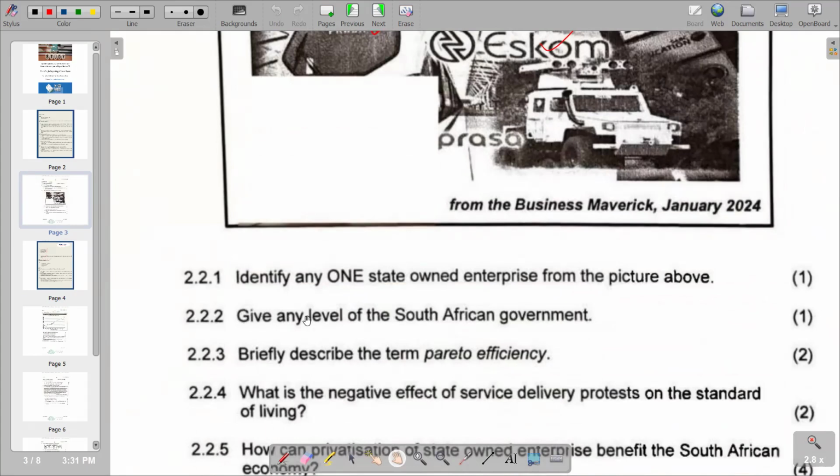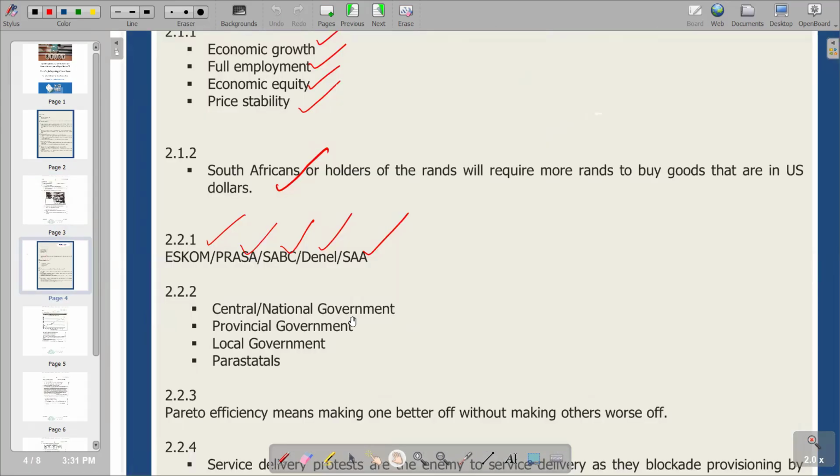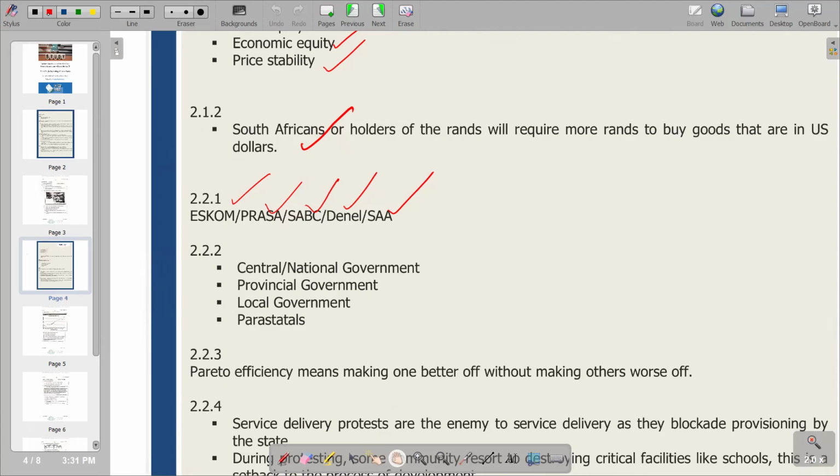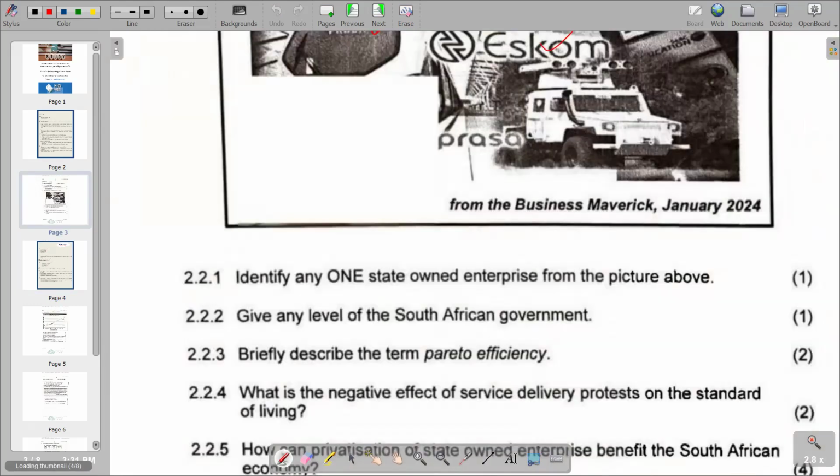Then 2.2.2, give any level of the South African government. We know that we've got different levels of the South African government, whereby we've got the central, provincial, and obviously we have the local. So we have also those stated in our other section whereby we have the central, which is the national government, provincial government, local government, and also parastatal. So those are the levels of government that we have. And to take note of our question, it's only asking for any level. So it means you're only supposed to pick one, as we are having 1 mark.